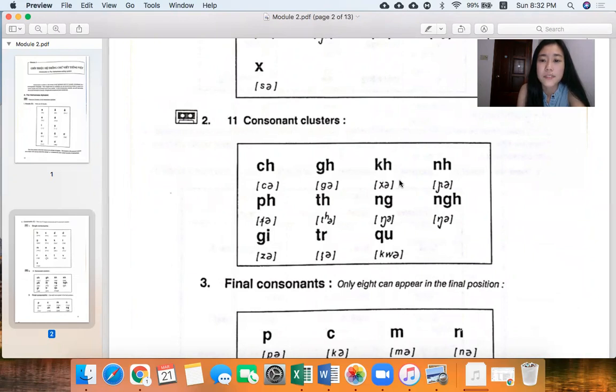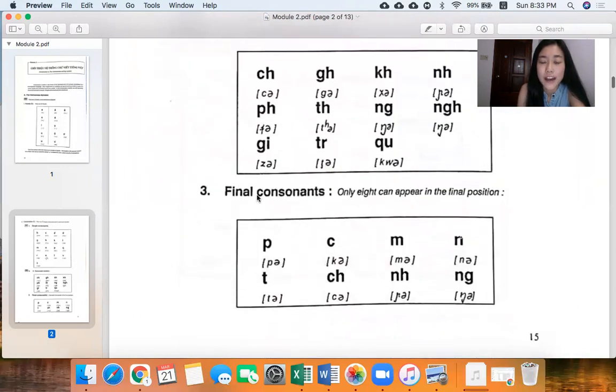h, h, ny, ny, f, f, th, th, ng, ng, ng, ng, z, z, ch, ch, qua, qua.